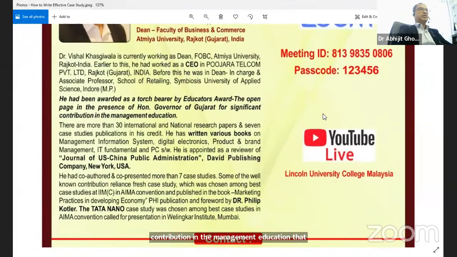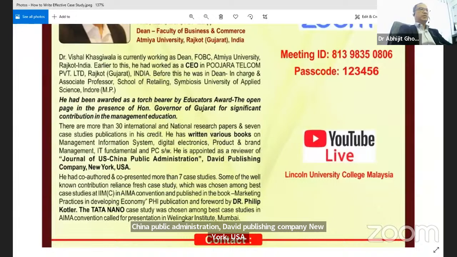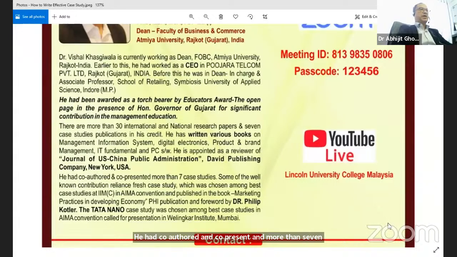He has published more than 30 international and national research papers and 7 case studies. He has written various books on management information systems, digital electronics, product and brand management, IT fundamentals, and so on. He is also appointed as a reviewer of the Journal of US-China Public Administration, David Publishing Company, New York, USA. He co-authored and co-presented more than 7 case studies, including the well-known Reliance Fresh case study, which was chosen among the best case studies at IIM Calcutta in the AIMA convention and published in the book Marketing Practices in Developing Economy, PHI publication, with a foreword by Dr. Philip Kotler.